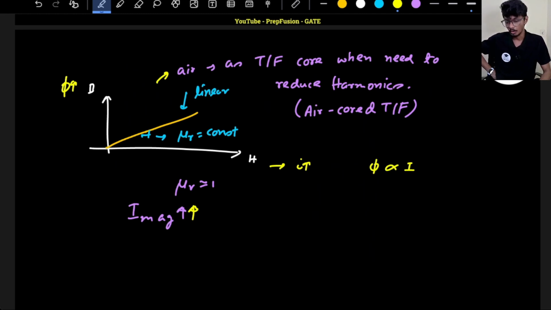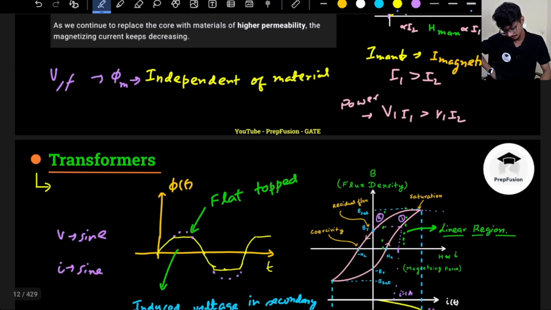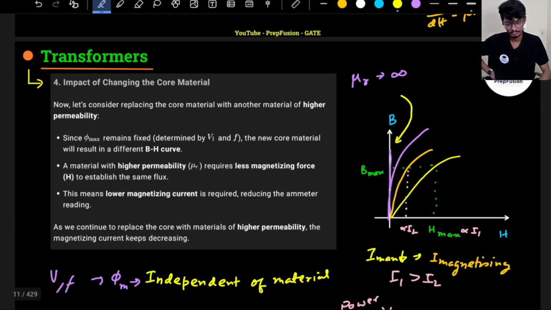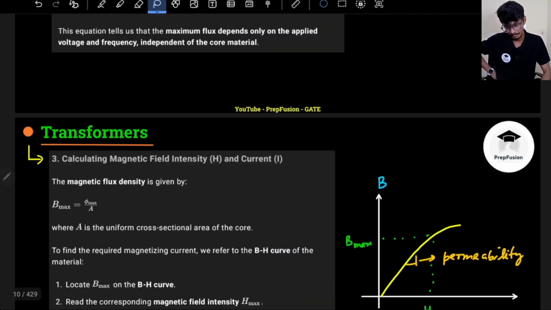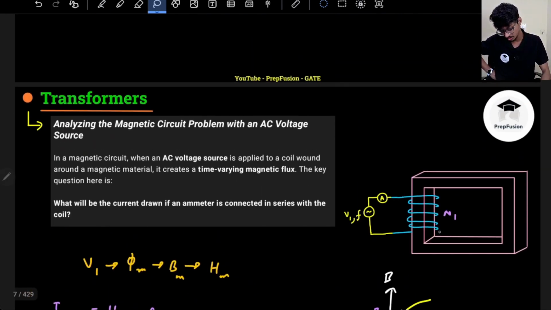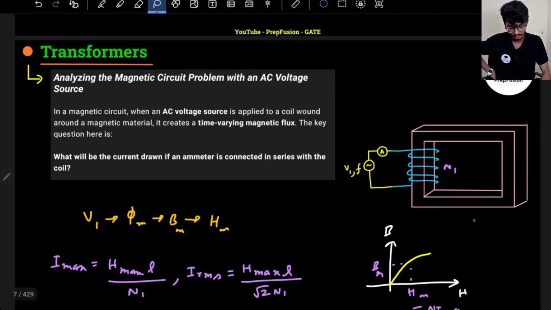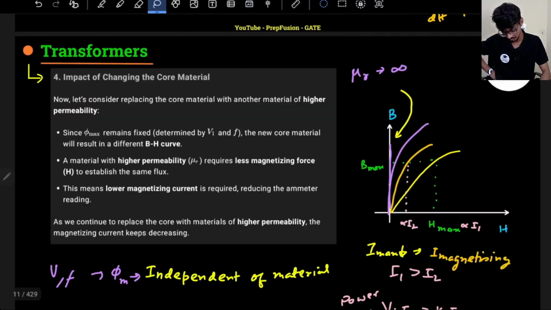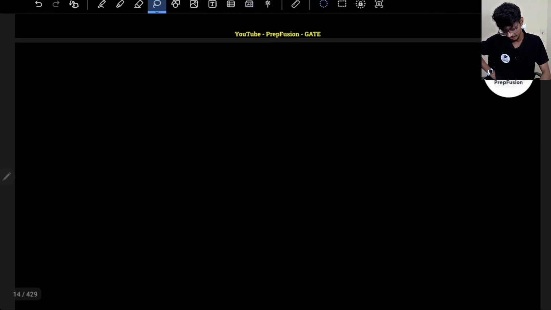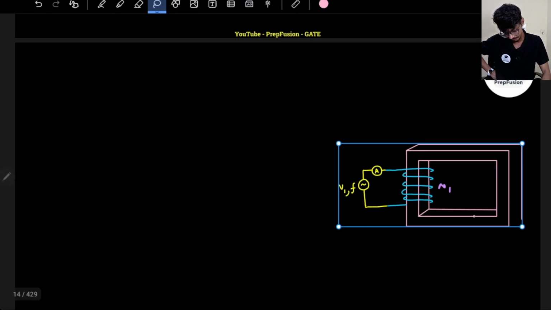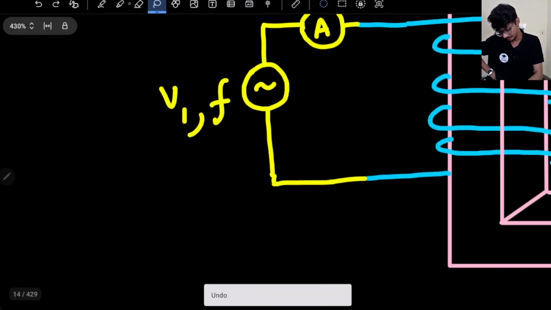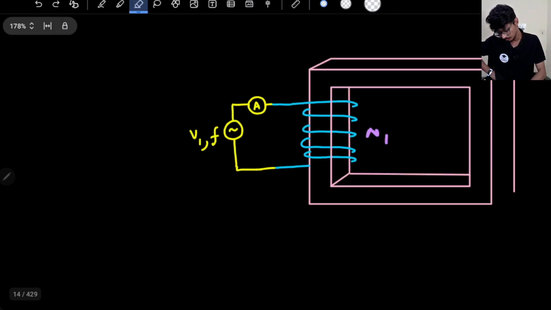Now let's discuss one more concept. This was about the flux. Now let's discuss AC plus DC. If in the transformer, I'm just talking about a single winding right now, I'm not even talking about a two-winding transformer, we are discussing a single winding only. So if I have a transformer here, and this transformer has both AC plus DC.